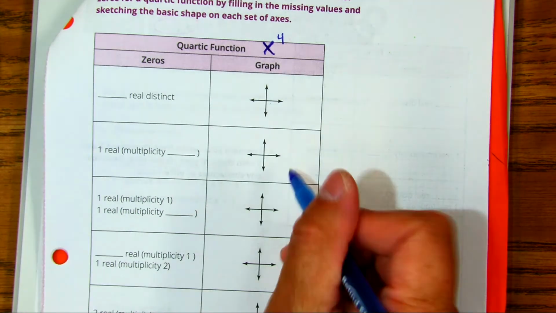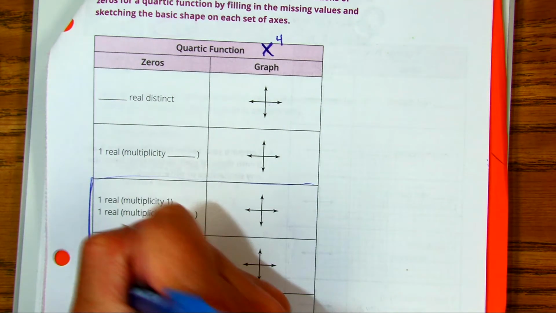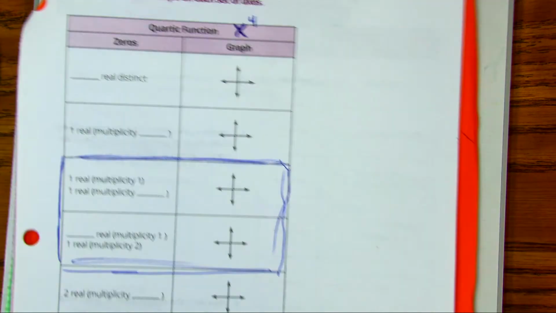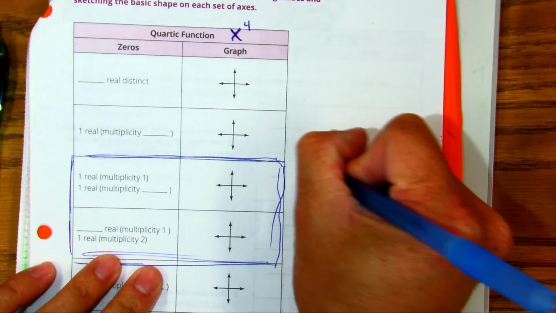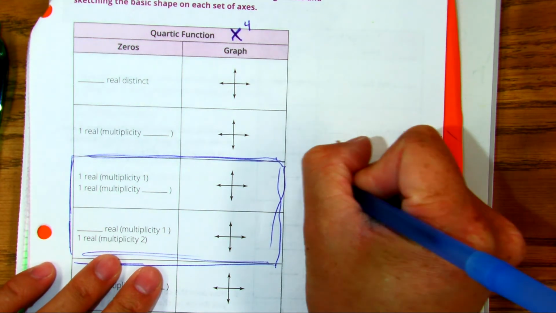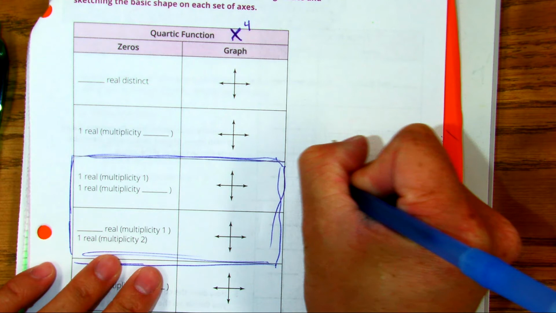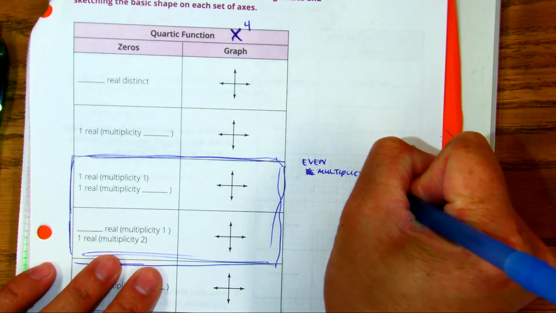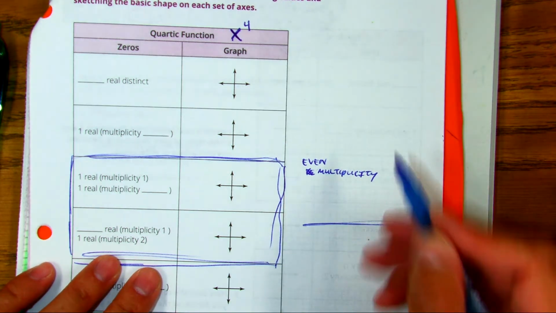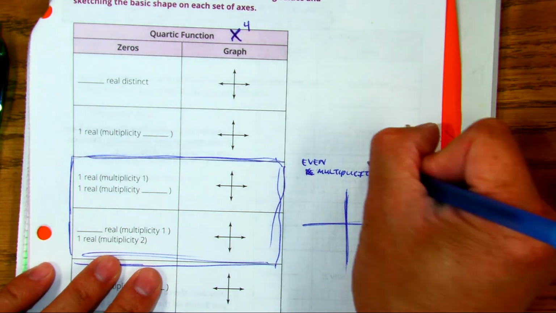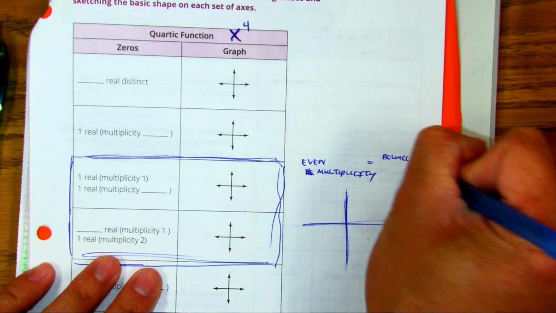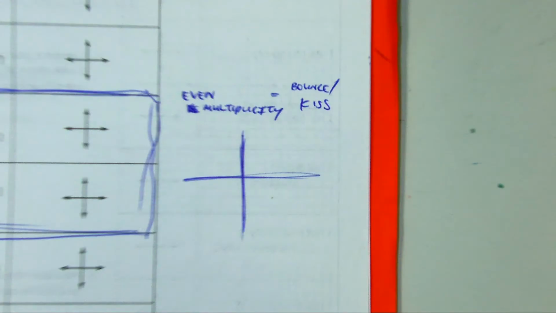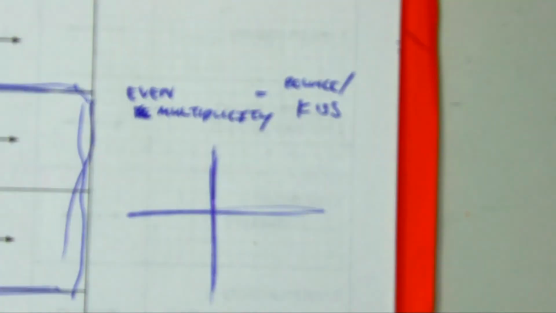Let's go ahead and do these two examples. And before we do these two examples, I want to give you guys some more information. Write this out: even multiplicity. Let's draw a graph. You're going to do something called a bounce or a kiss. Even multiplicity, you're going to do this bounce or a kiss. Let me show it to you.